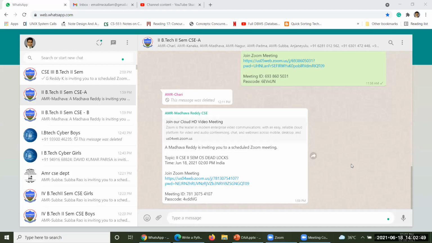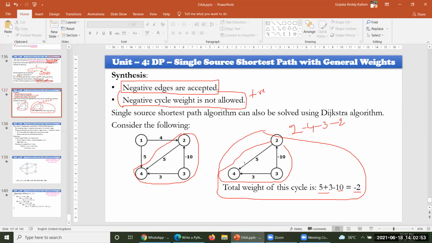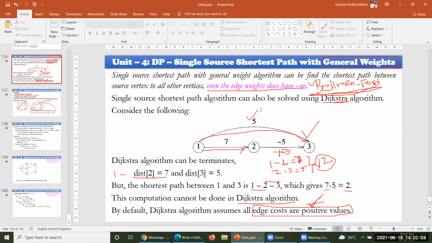Yesterday we have seen the shortest path with a general weights problem. What are the different advantages of this Bellman Ford algorithm? Similarly, what is the disadvantage of Bellman Ford algorithm as seen?